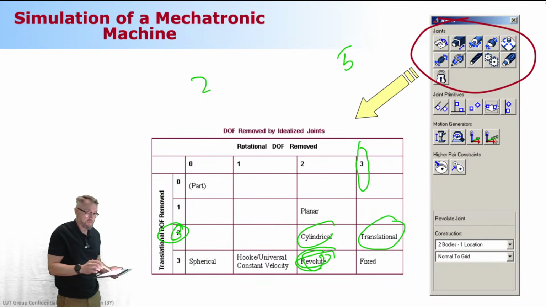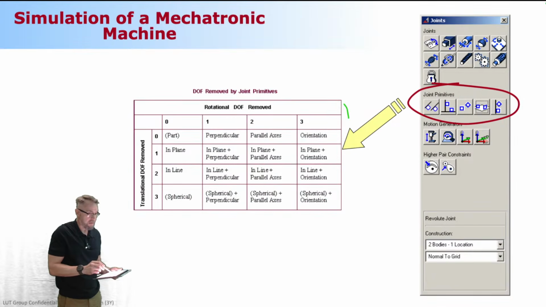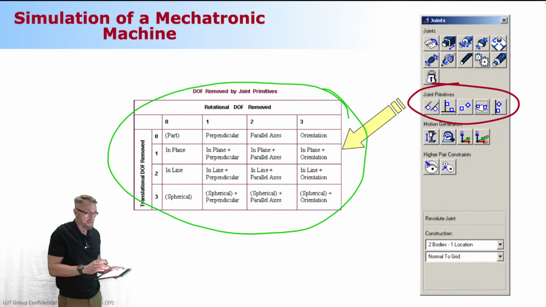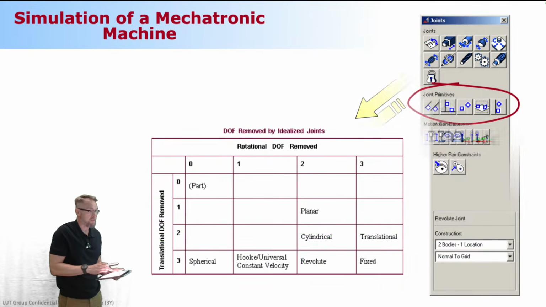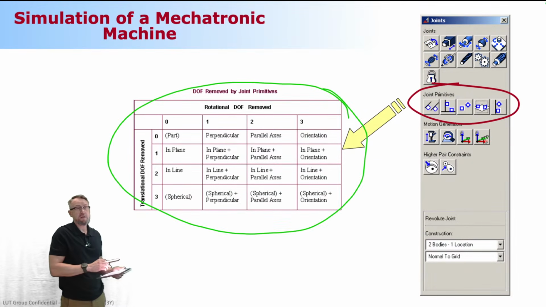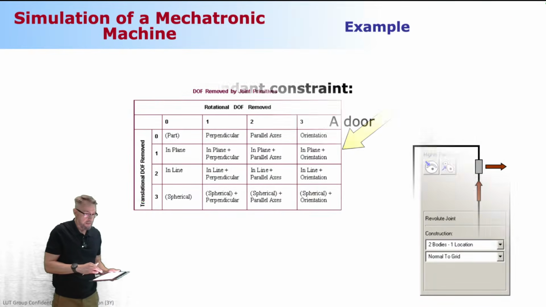You can also use something called a primitive joint, which is like a combination of different kinds of joints, because the previous table wasn't full. There may be a need for some special kinds of constraints which you cannot build using these traditional ones. But you can combine them using the primitive ones, and that's how you can get the full matrix. That's basically for your information.